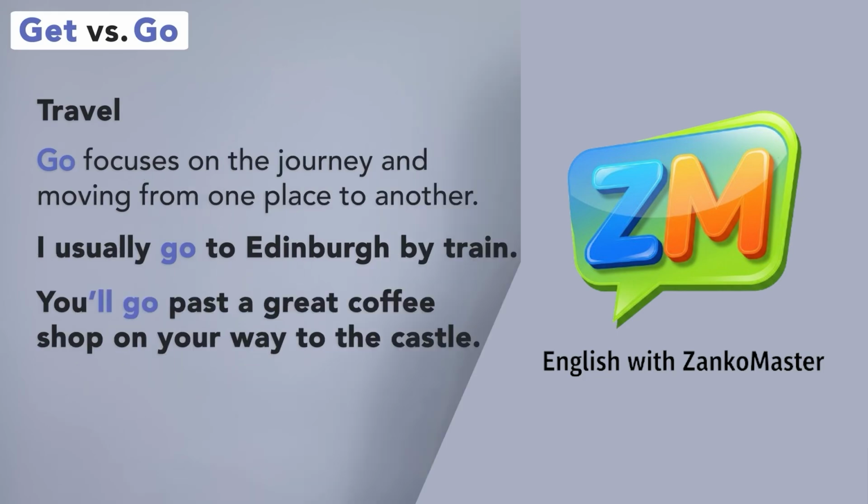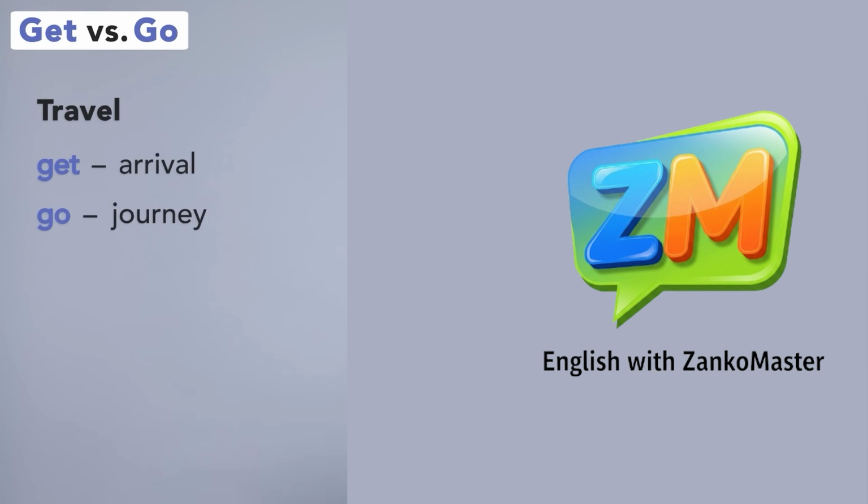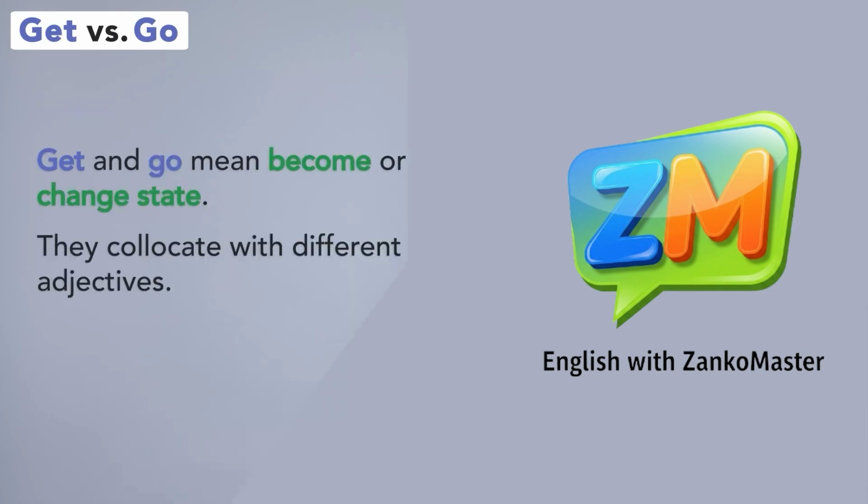Go, on the other hand, focuses more on the journey and moving from one place to another. For example, I usually go to Edinburgh by train. I travel. Or you'll go past a great coffee shop on your way to the castle. So, get focuses on arrival, go focuses on the journey. That's not so difficult. But get and go have many meanings. They also mean become or change state. But with this meaning, they collocate with different adjectives.